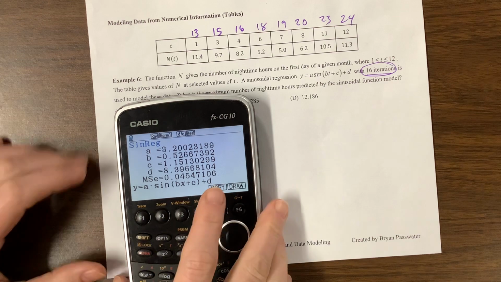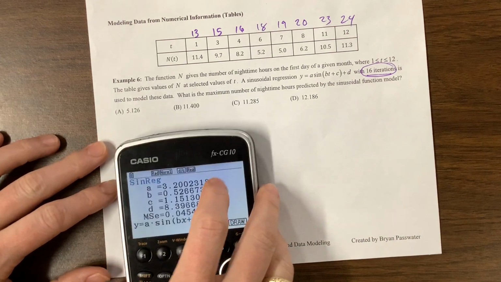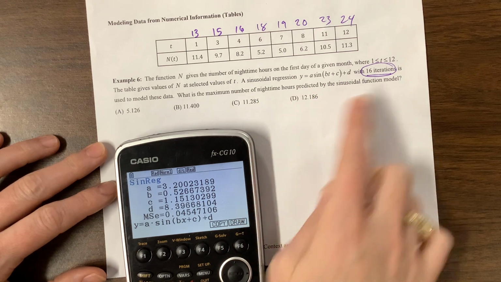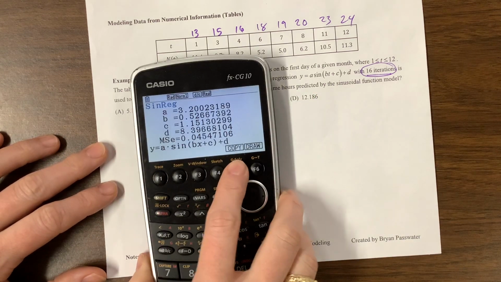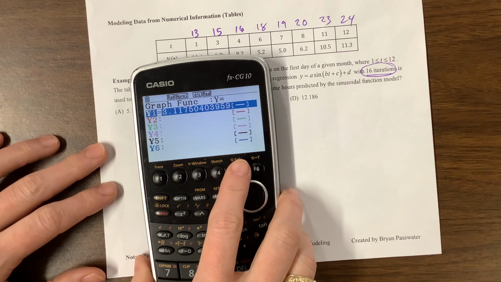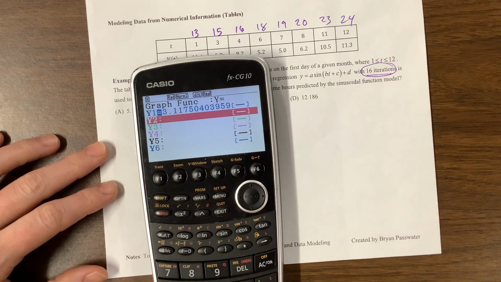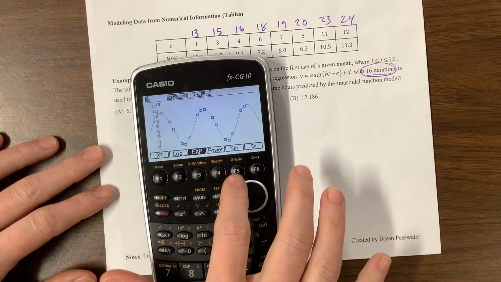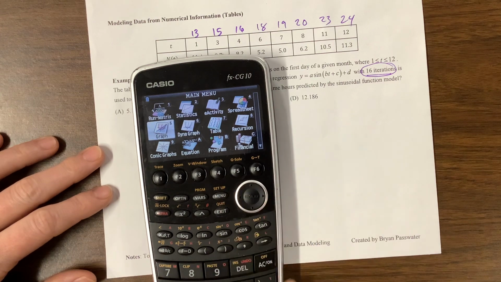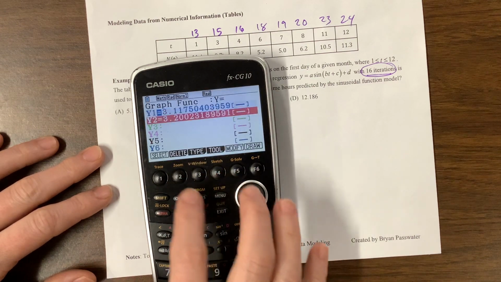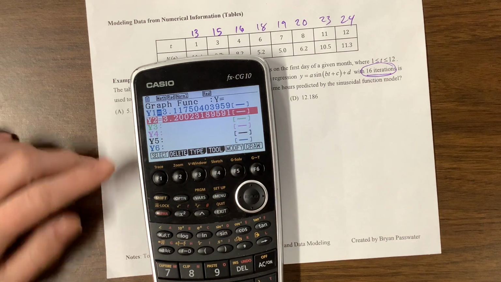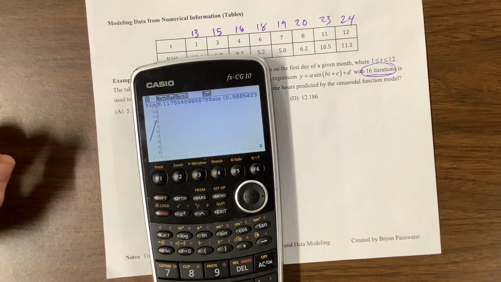The question was, using the sinusoidal function, what is the maximum number of nighttime hours predicted? If I copy this, this is probably that previous one. Let's copy it into Y2 and see if I draw that. Here's that lovely curve. Then I can come back, go to menu, and when I look at the graphs, let's turn on both of these. The new one is in red, and it does seem a little different than the previous equation.